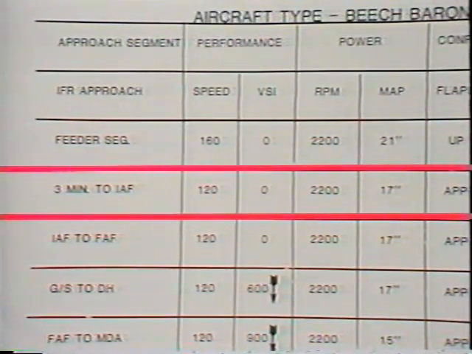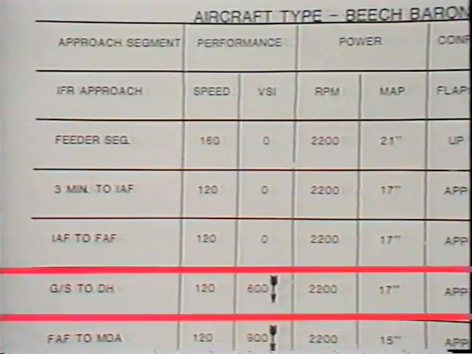Reduce the manifold pressure to 17 inches and drop approach flaps. The aircraft will stabilize at 120. We'll fly the approach all the way down to the point where we intercept the localizer, and we're inbound all at 120, same configuration, until the glide slope centers. At that point, we just drop the gear.